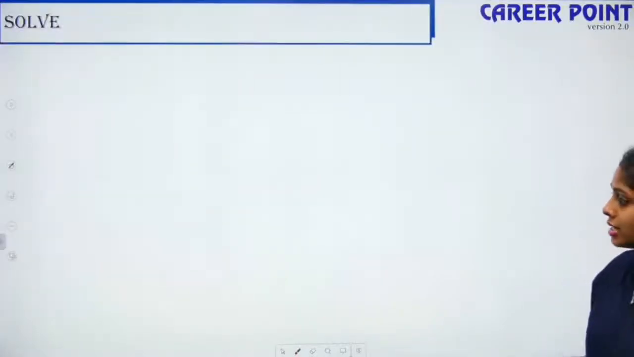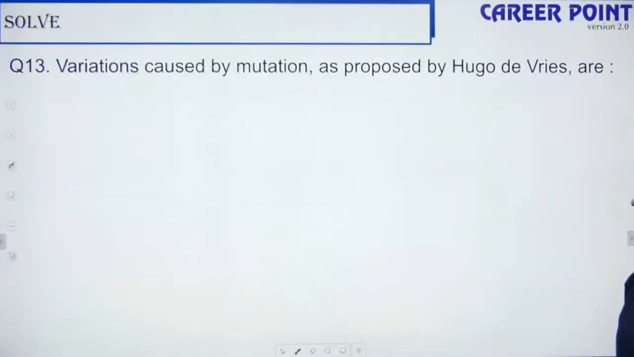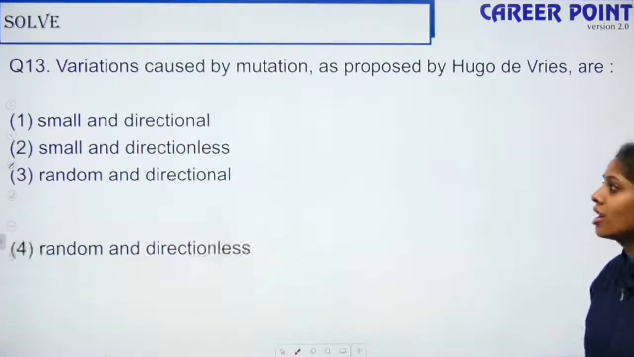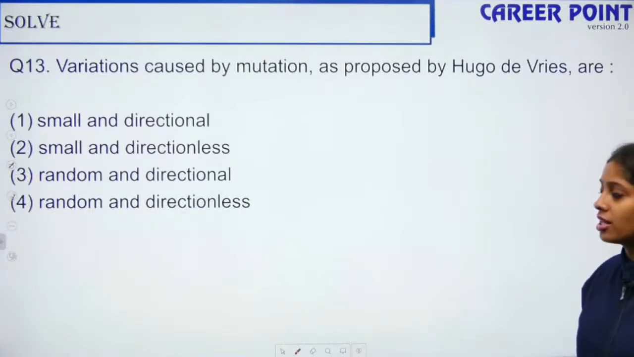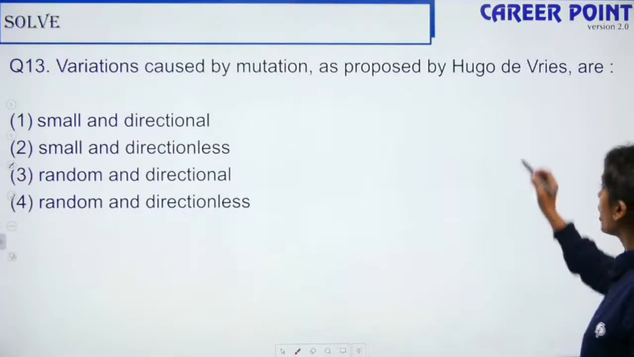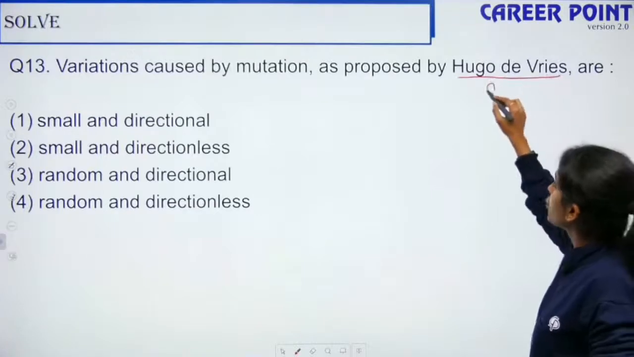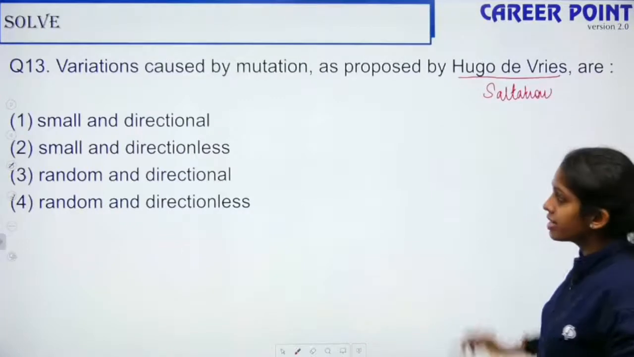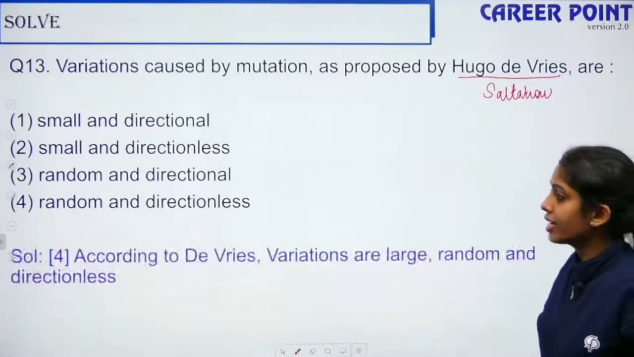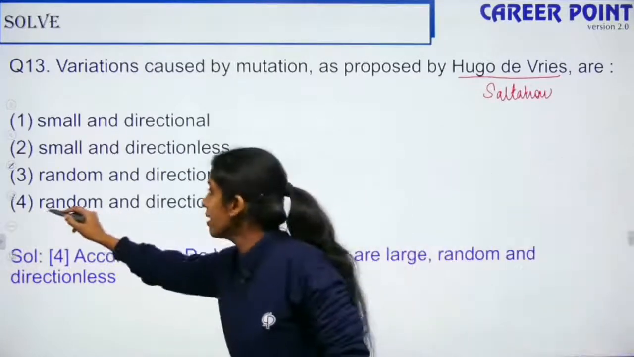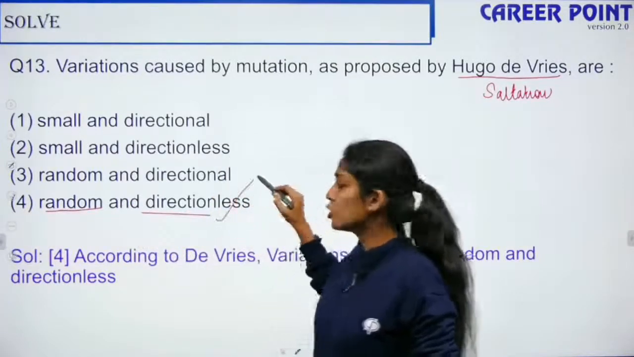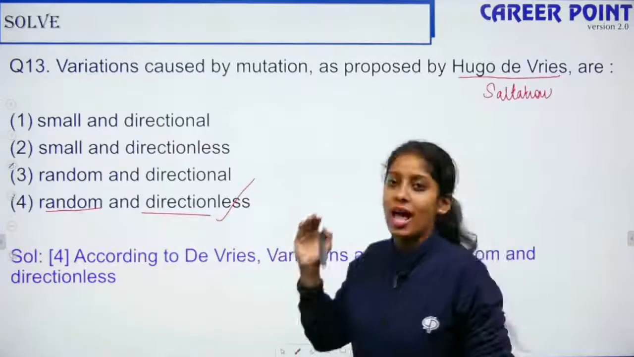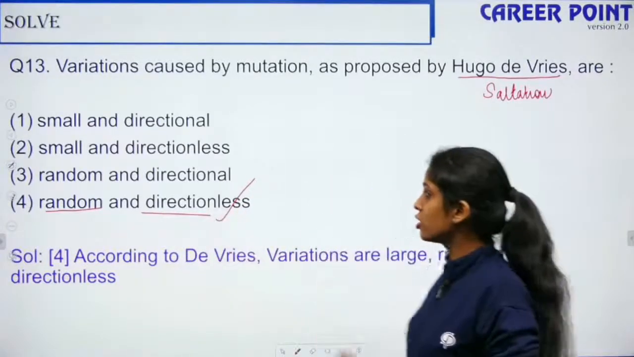So question number 13. Variations caused by mutation as proposed by Hugo de Vries are small and directional, or random and directionless? So Hugo de Vries proposed saltation, huge large-step mutation. So he said they are random and they are directionless, right? Yes. So this is what Hugo de Vries argued, whereas Charles Darwin said that they are small and directional, right? So this is option D.